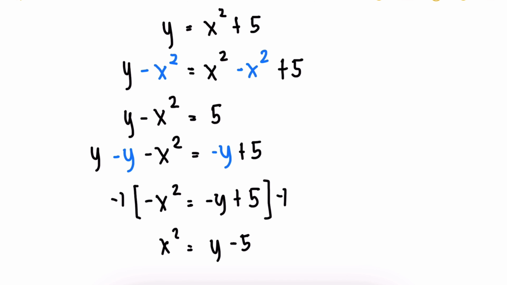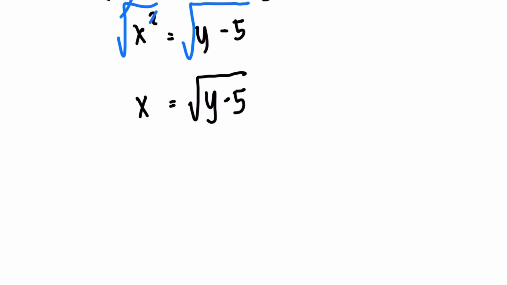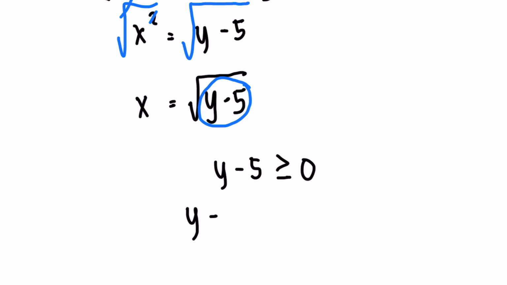Next, to remove exponent 2, get the square root of both sides. After that, cancel the radical sign on the left side of the equation and the exponent 2. The equation now is x is equal to square root of y minus 5. The given result is in radical expression. Now, always remember that in finding the range of the quadratic equation, it will always become in radical expression.